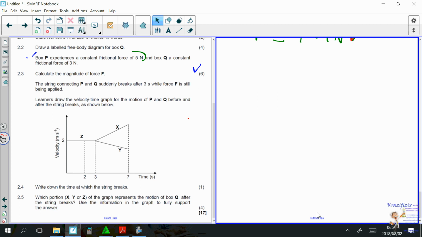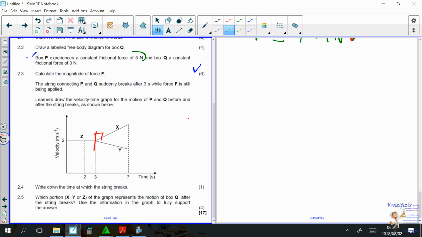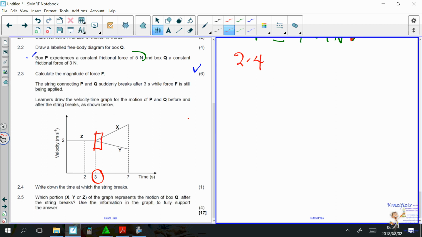Now, the first question says, write down the time at which the string breaks. What do you know? The string is actually creating a force. When the string breaks, what are we expecting? We are expecting a decrease in force. So the string breaks at 3 seconds. So my 2.4 is what? 3 seconds. That's where it breaks. Which portion X, Y, Z of the graph represents the motion of box Q after the string breaks?